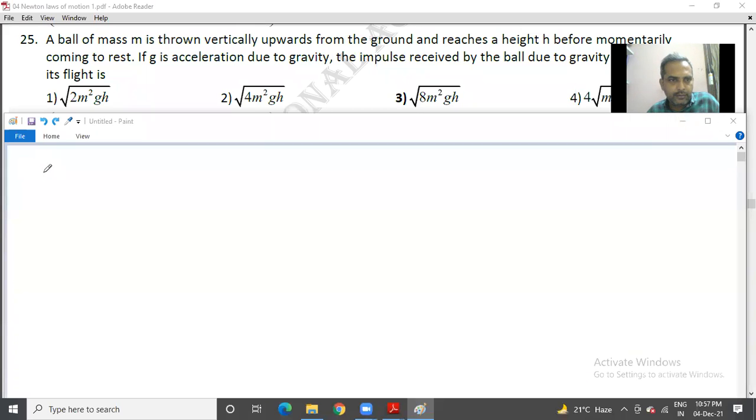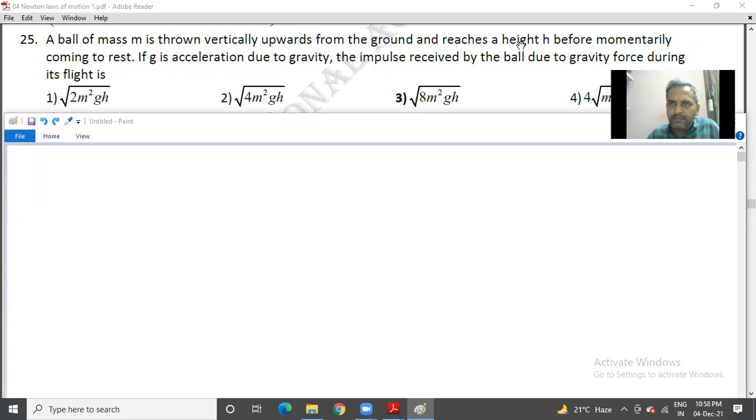First question. A ball of mass m is thrown vertically upwards from the ground and reaches a height h before momentarily coming to rest. If g is acceleration due to gravity, find the impulse received by the ball due to gravity force during its flight.